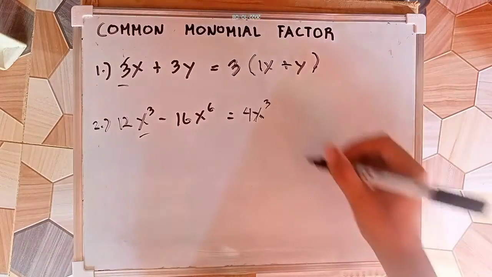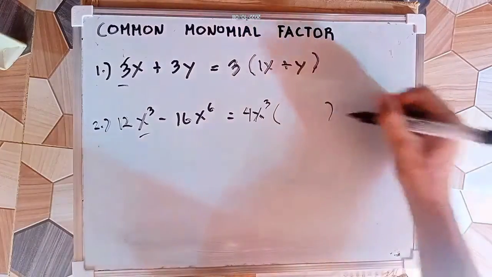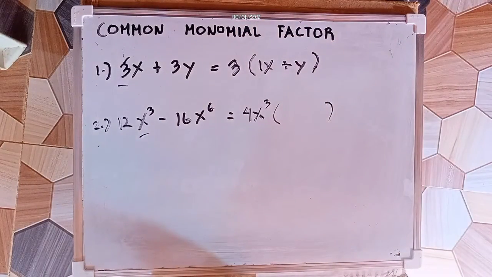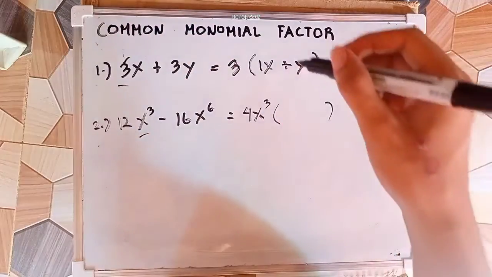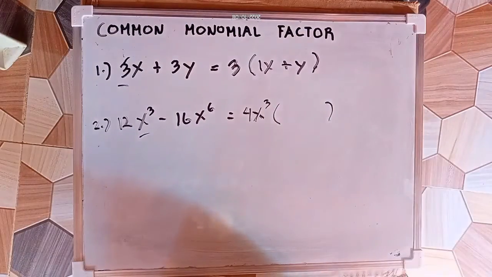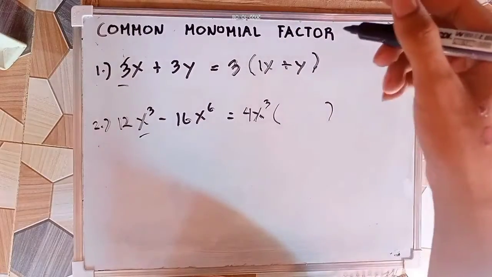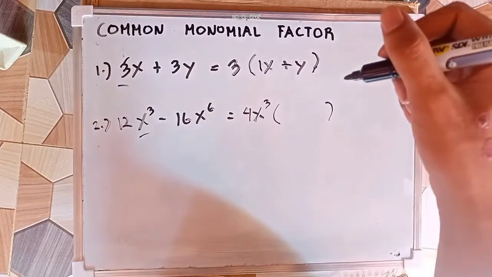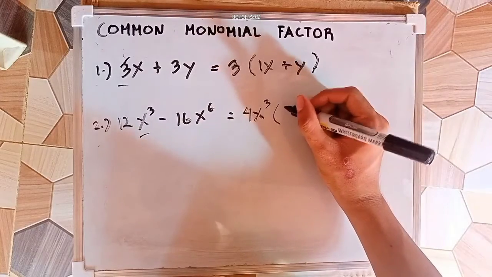Next, prepare one parenthesis. Then in here, divide our first term by our common monomial factor. So 12 divided by 4. That's simply 3.